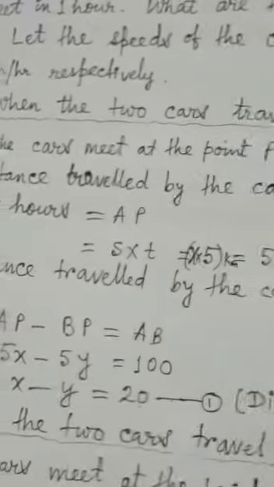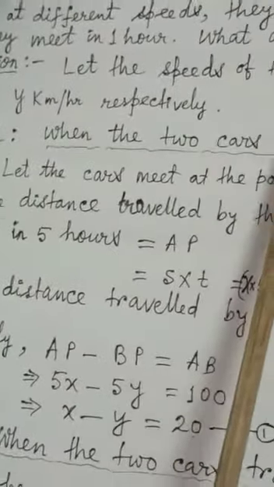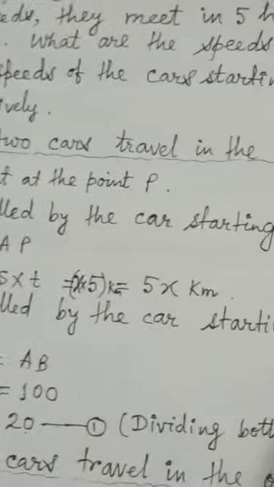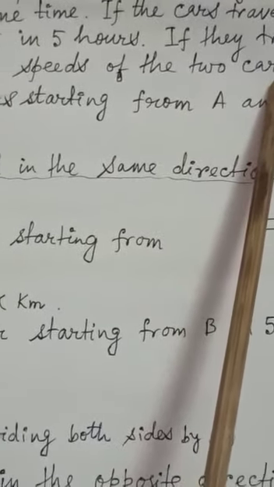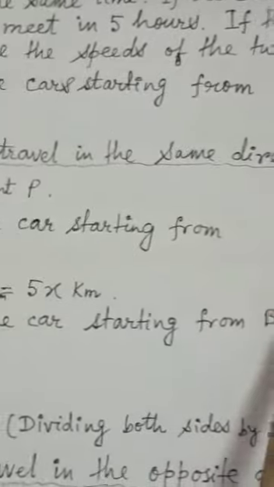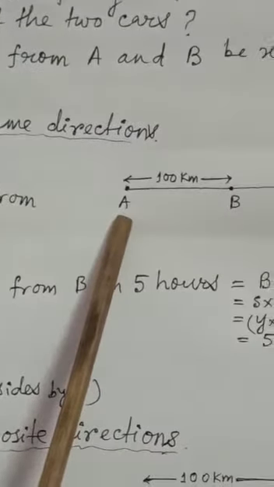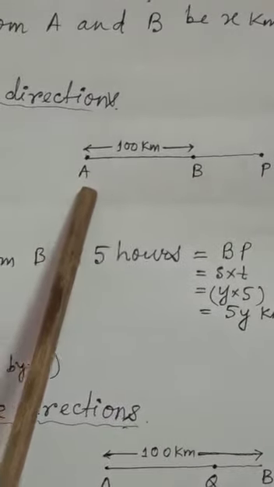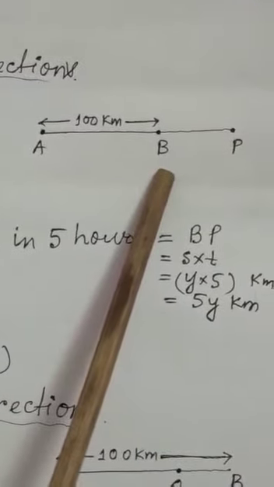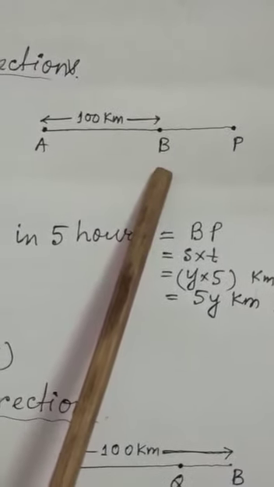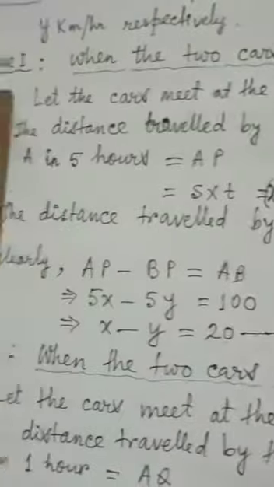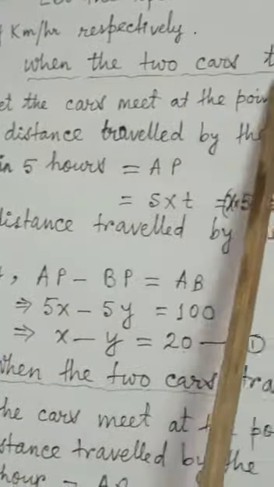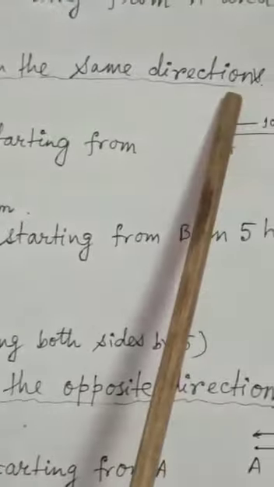Let us solve it. Now from the last sentence, what are the speeds of the two cars? It is very clear that we have to suppose the speed of the car starting from A as x km per hour and the speed of the car starting from B as y km per hour. Now case 1, when the two cars travel in the same direction.